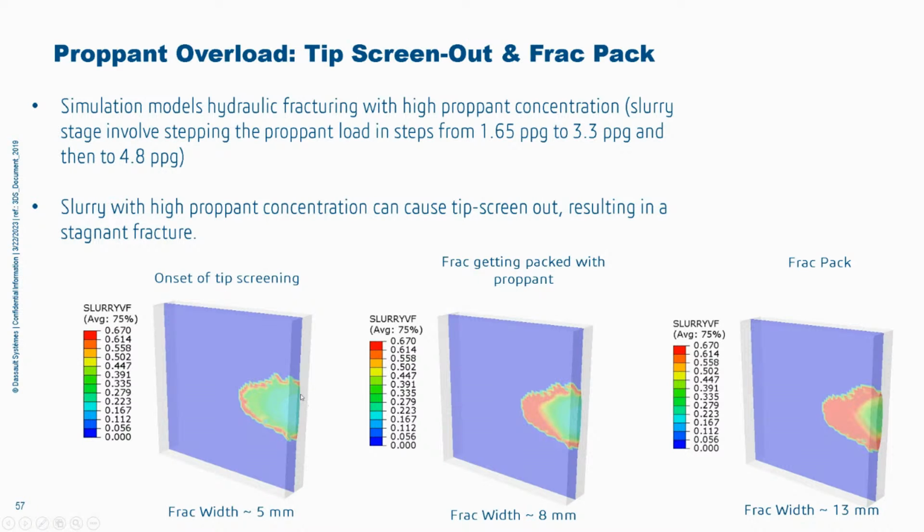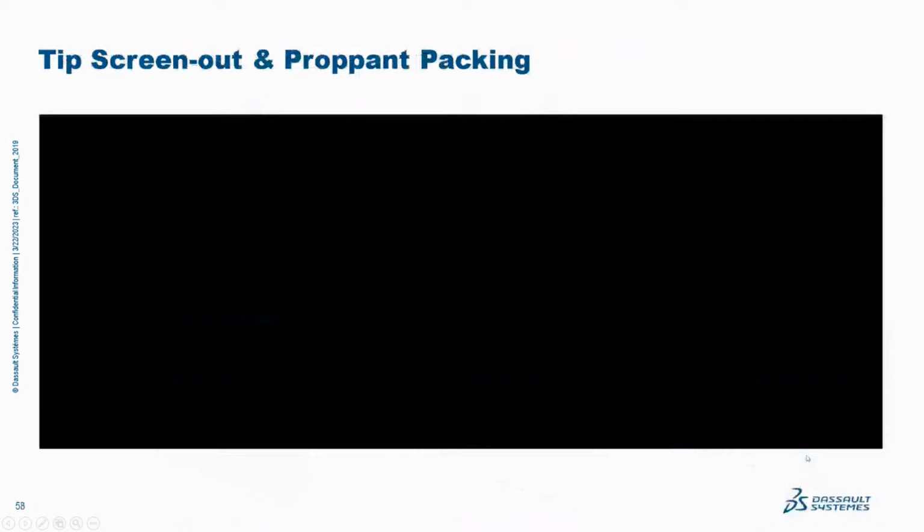Because there's a high concentration of the proppant, it starts shielding the frac tip from the frac fluid, as a result of which the fracture stops growing and the proppant starts filling the entire fracture over a period of time. So as you can see here, the proppant is filling the fracture, resulting in the creation of what we call a frac pack.